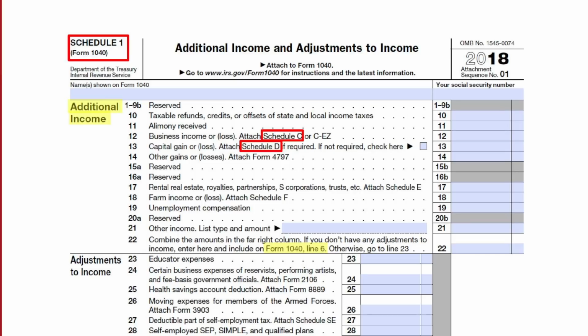Then look at line number 17. Rental real estate, royalties, partnerships, S corporations, trusts, etc. Attach, put a box around Schedule E. So Schedule E, that's for supplemental income. Line number 18, you've got F for farm income. Put a box around Schedule F.